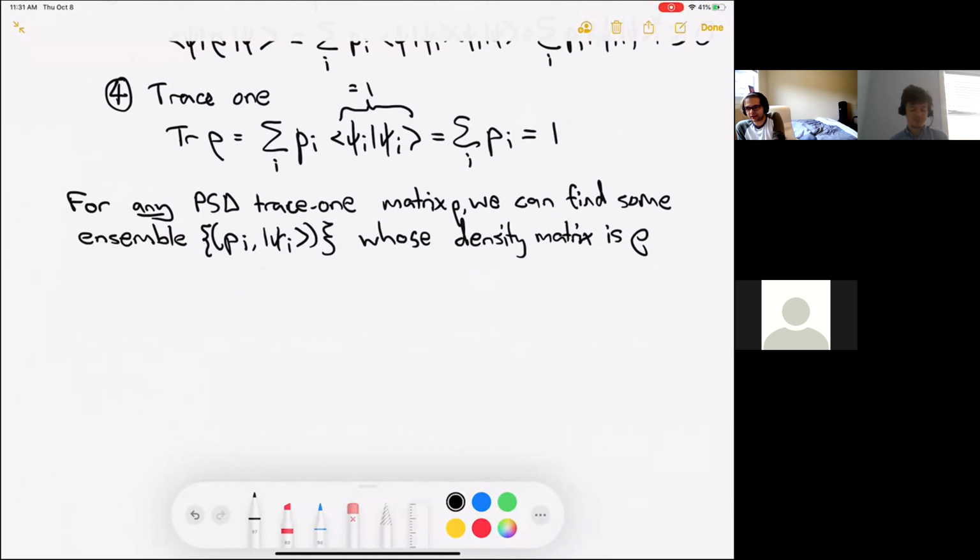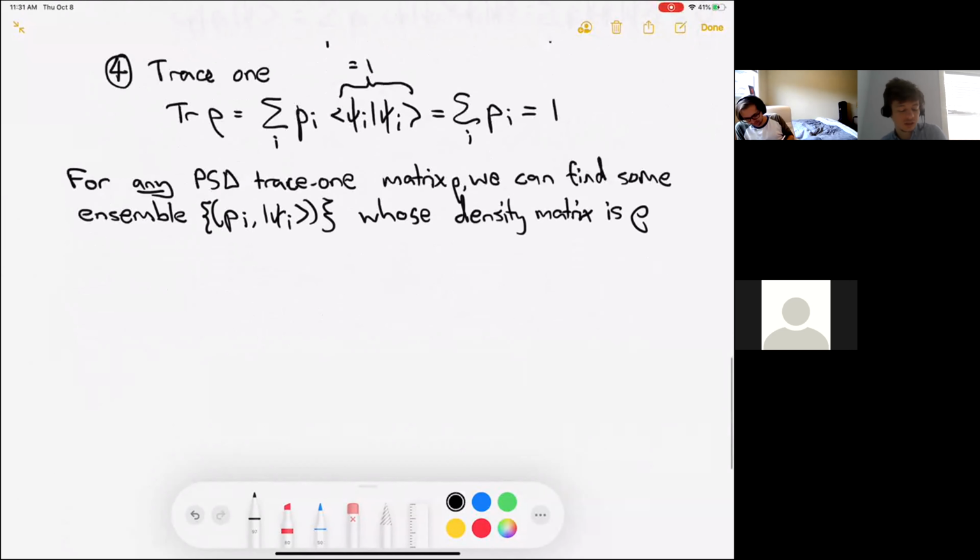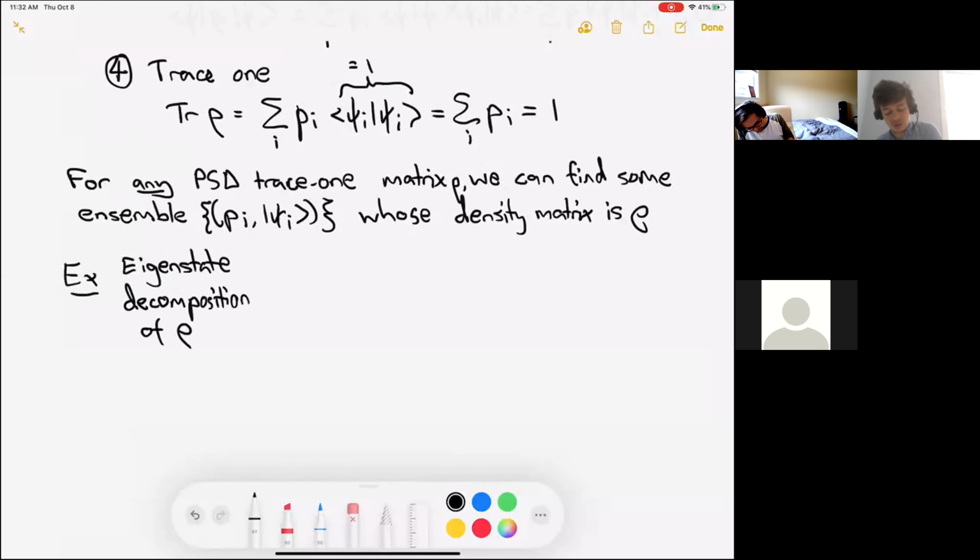Just look at the eigenvalues of the density matrix. Awesome. So indeed, in general, this is not going to be the unique ensemble. There are going to be infinitely many. But one way is to just use the eigenstate decomposition of rho. We can write rho as the sum over i of the eigenvalue lambda_i times the projector onto the normalized eigenstate |i>.